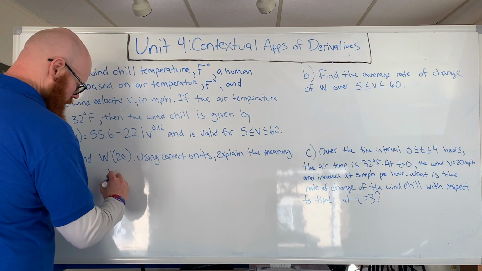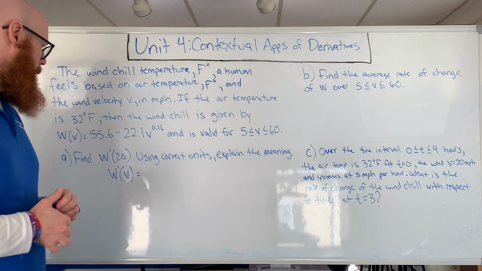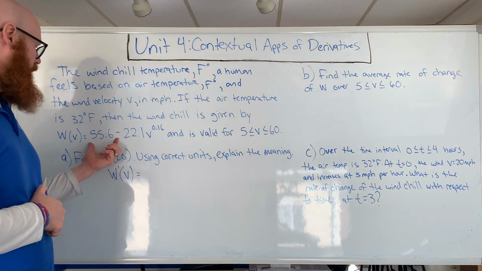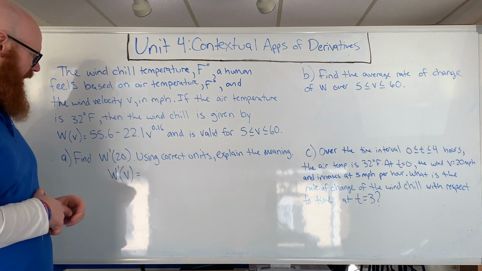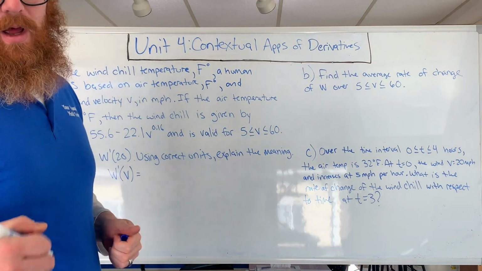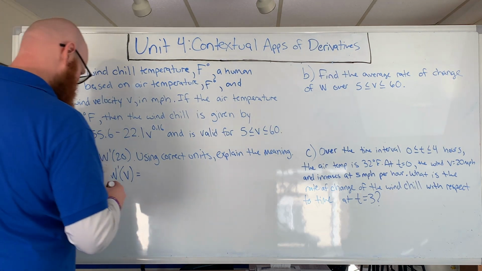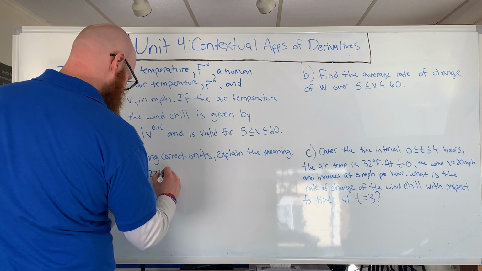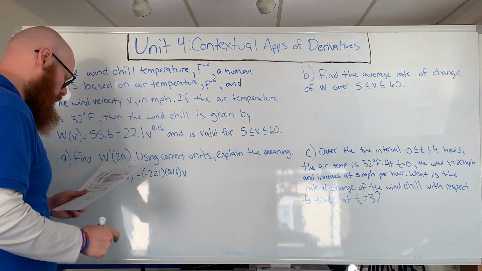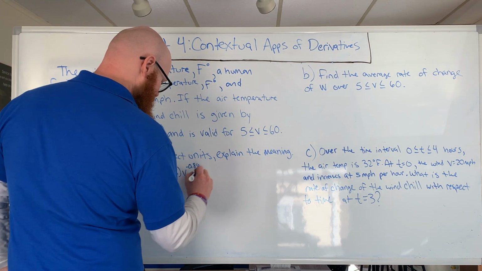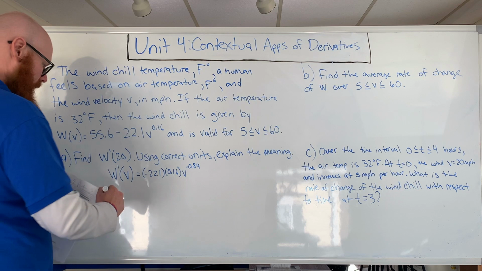All right. So first, let's find W prime of V. And we're going to do that by using the power rule. Well, first here, the constant rule. The derivative of 55.6 is just 0. Now we've got to do 0.16 times negative 22.1. So we're just going to write it like this, negative 22.1 times 0.16 V, and then we're going to take 1 away from the exponent. So that's negative 0.84. So this is the derivative. Again, you could multiply this out. I just decided to wait until we actually plug in 20.